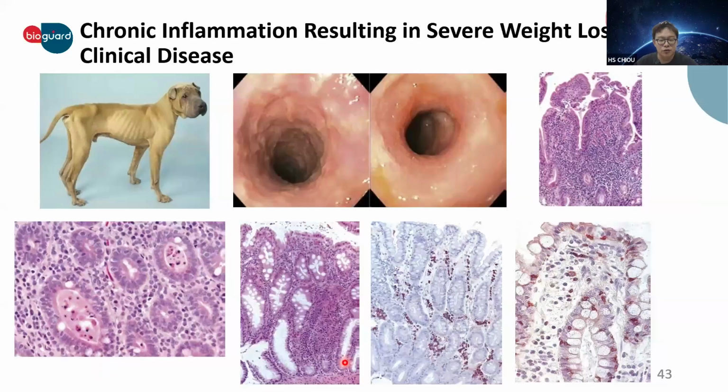Here we can see diffuse infiltrates of lymphocytes and plasma cells in the lamina propria. And these two images show the IHC for CD3 and CD20. Here we can see a mixed type of lymphocyte populations. So it's an inflammatory enteritis, not a neoplasia.